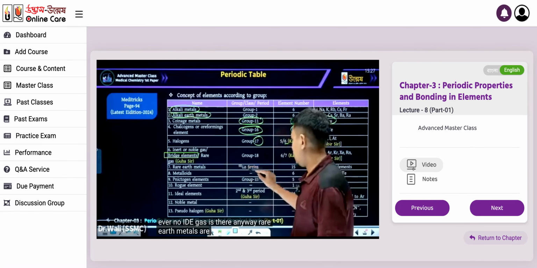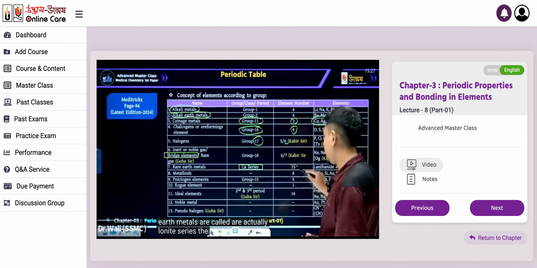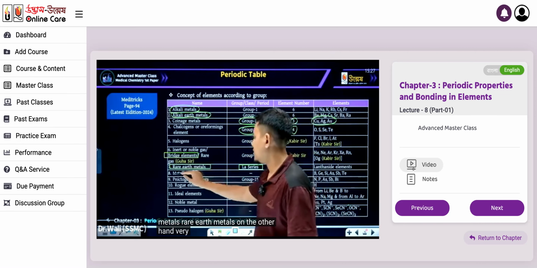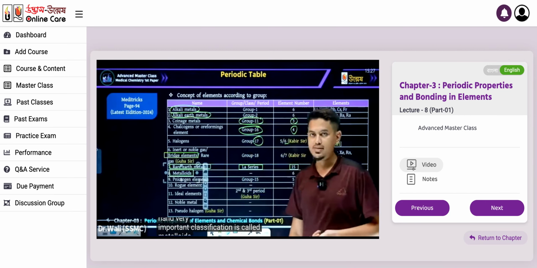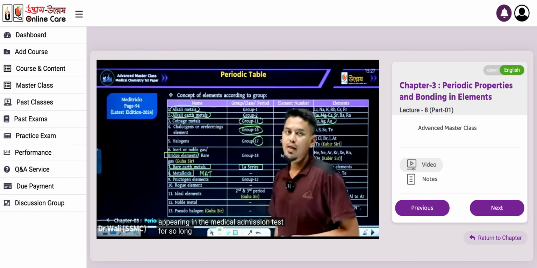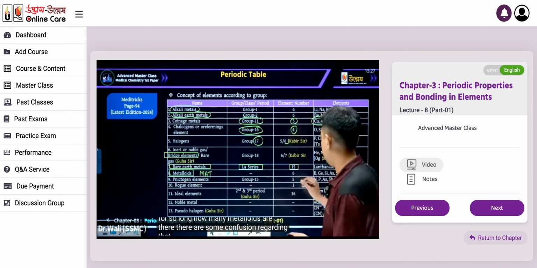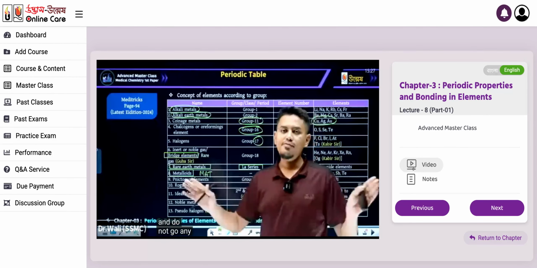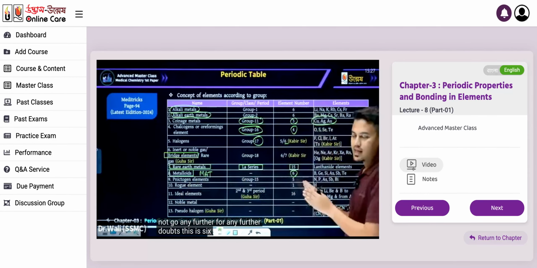Anyway, rare earth metals are actually the lanthanide series. The 15 elements in the lanthanide series are called rare earth metals. On the other hand, a very important classification is called metalloids. This has been appearing in the medical admission test for so long. How many metalloids are there? There is some confusion regarding that. Some writers say 6, some writers say 7, but the answer is quite simple, and do not go for any further doubts. This is 6.